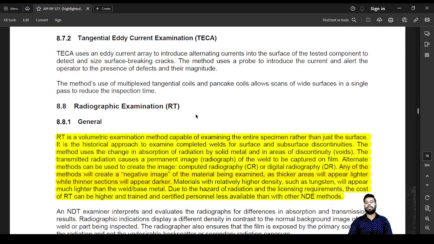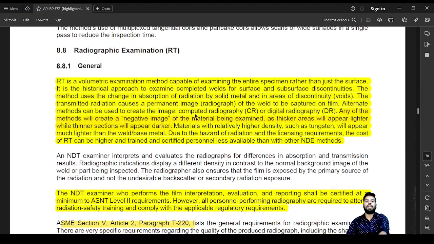Tangential eddy current examination introduces alternating currents into the surface of the tested component, and detects and sizes surface breaking cracks. This method uses a probe to introduce the current and alert the operator to the presence of any kind of defects or discontinuities and their magnitude. The method uses a multiplex tangential coil; a pancake coil allows the scan of wide surfaces in a single pass to reduce inspection time. Okay, so these are surface detection techniques. Now we'll go for volumetric examination.